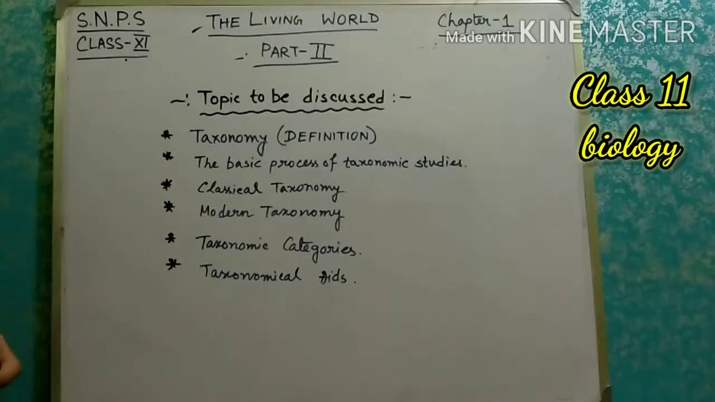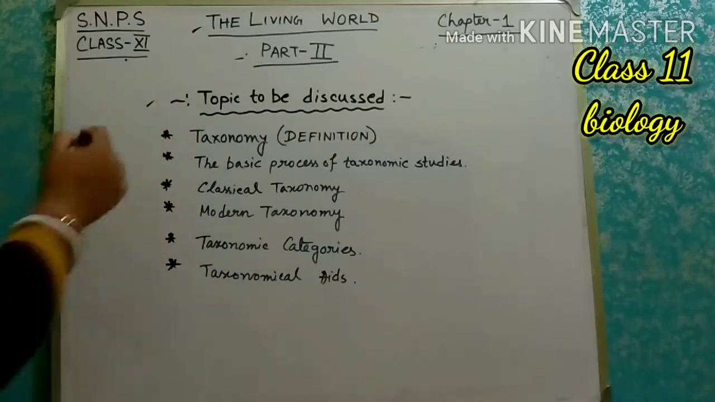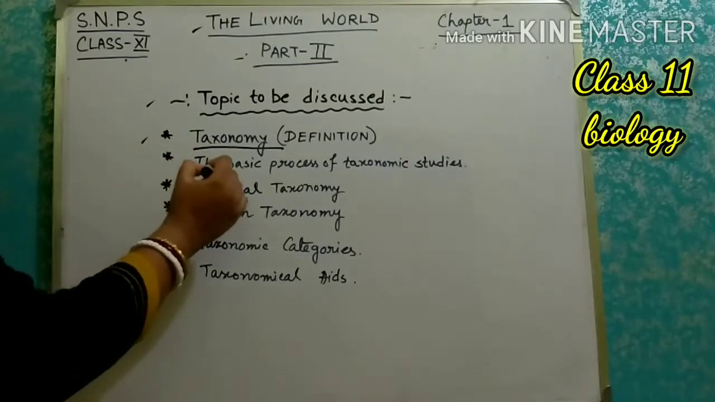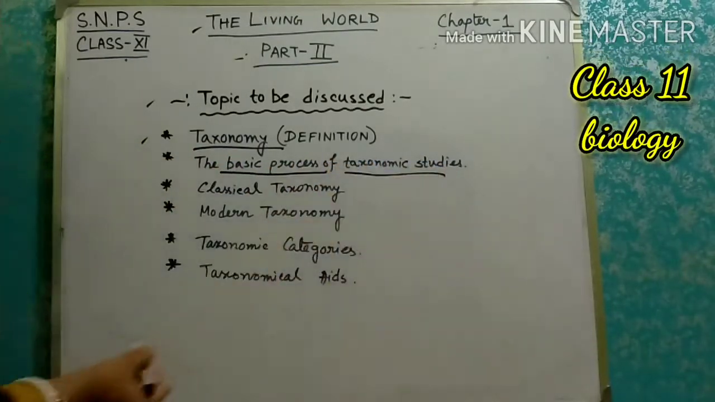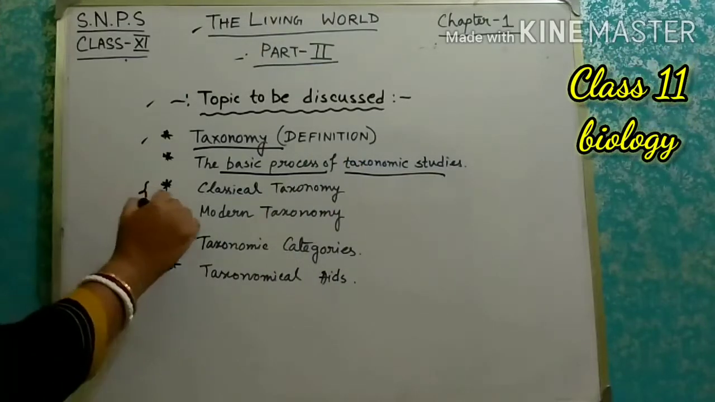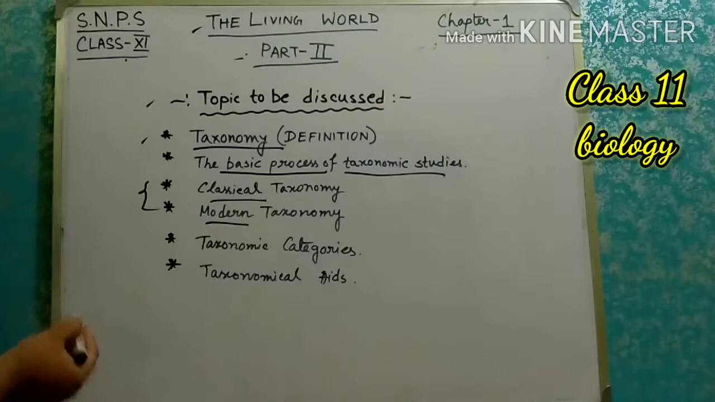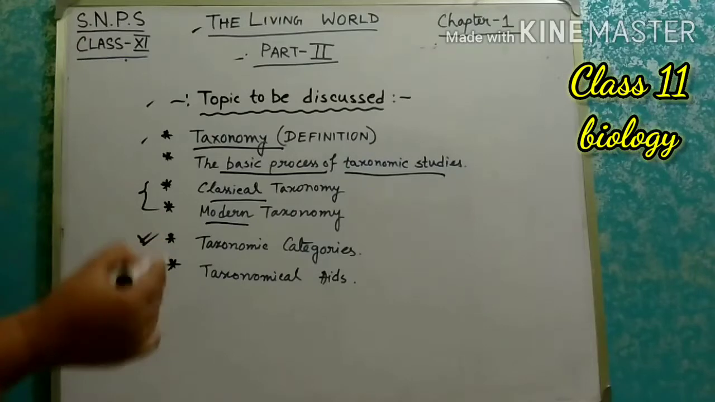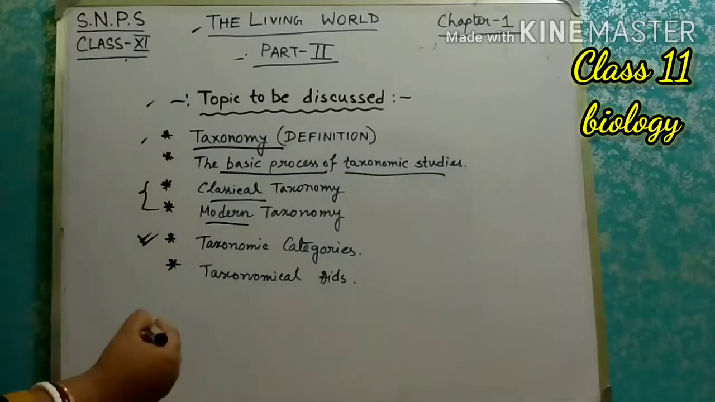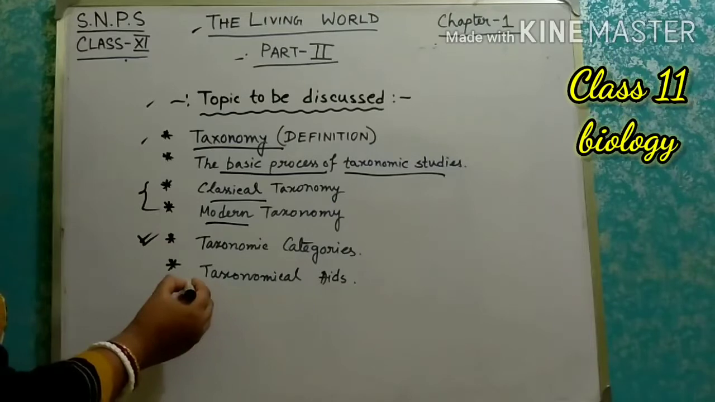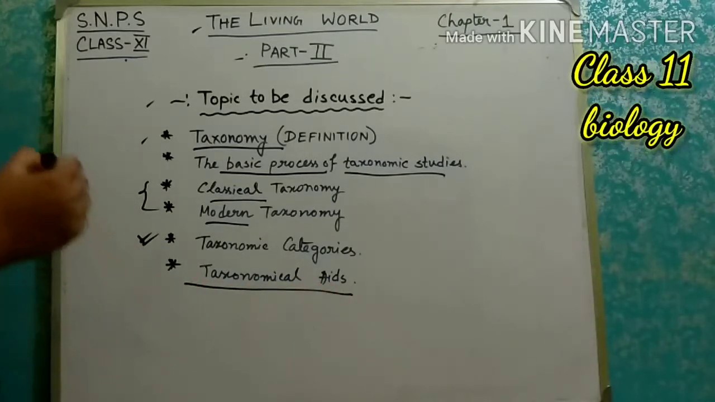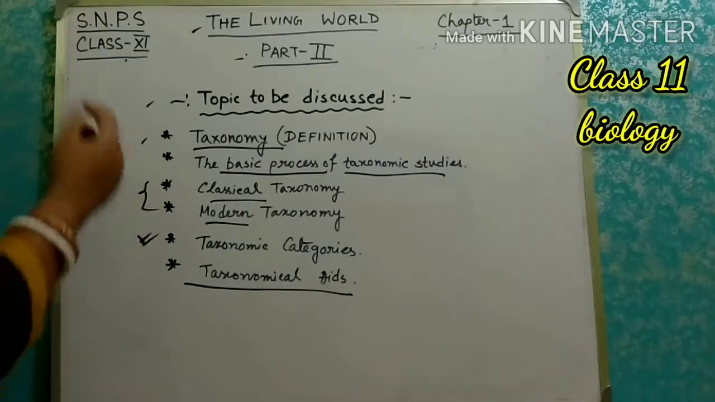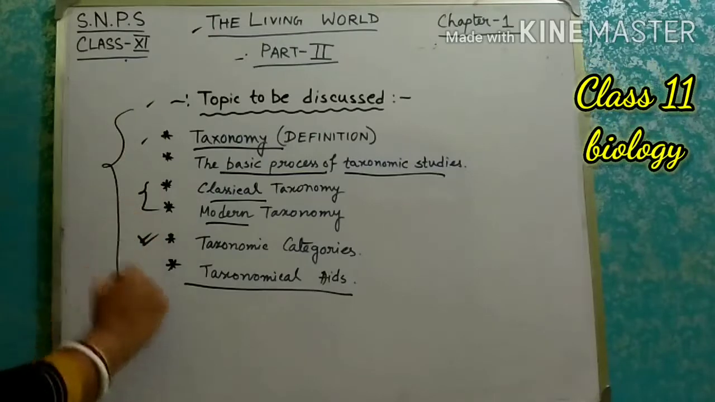So, topics to be discussed today are: first we will see the definition of taxonomy, then we will see the basic process of taxonomic studies, then we will study about the classical taxonomy and modern taxonomy, then we will go through the taxonomic categories like kingdom, phylum, class, genus, like that, and after that we will study about the taxonomical aids, that are the museum, botanical gardens, zoological garden, etc. So in this part 2 we will see about that.